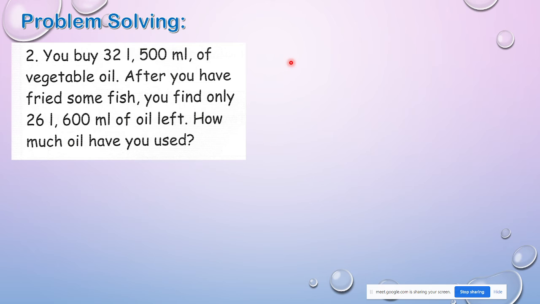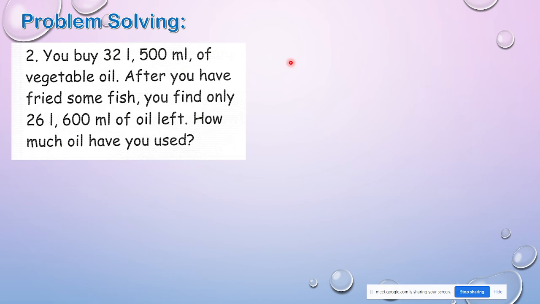Listen to me. Now the givens are I have 32 liters, 500 milliliters. I put it in my pan because I will fry some fish. First, I put 32 liters, 500 milliliters of vegetable oil, and then I cook the fish. I fried the fish and then I remove the fish from the pan. Now, I check my vegetable oil left inside the pan. When I check, there's only 26 liters, 600 milliliters of oil left.